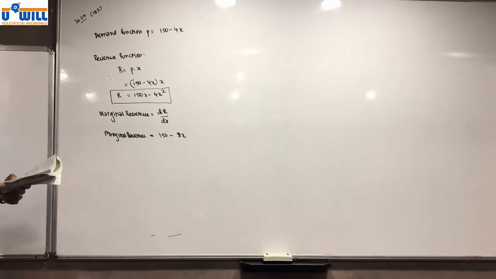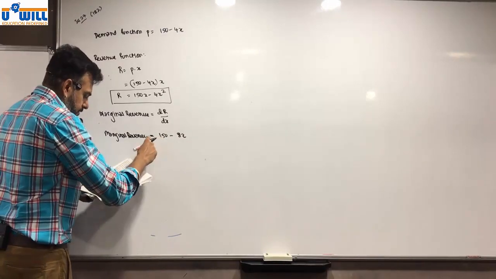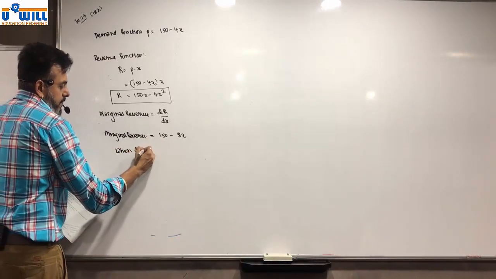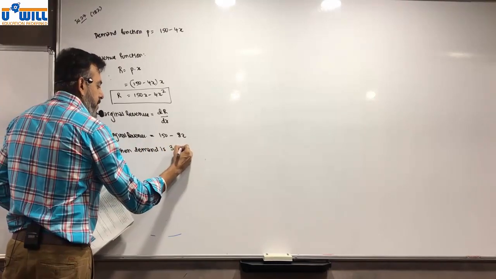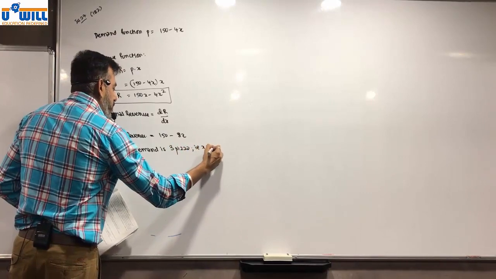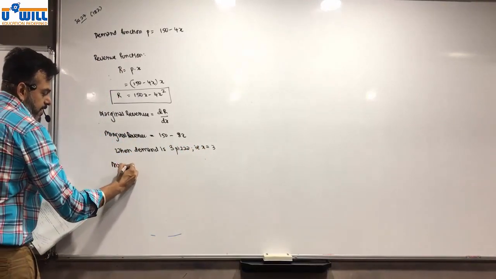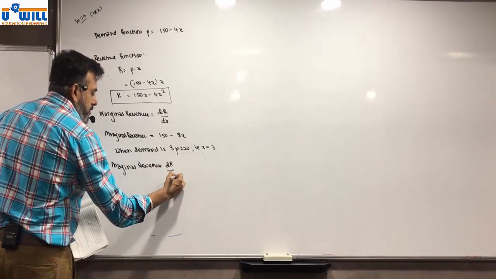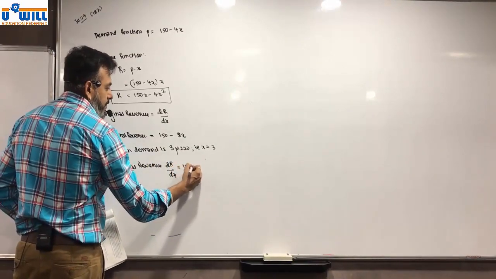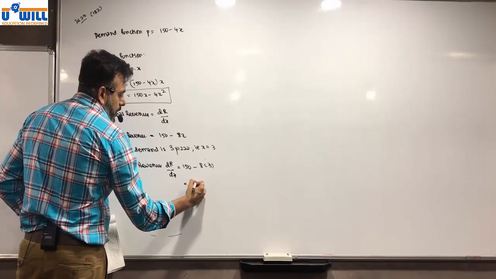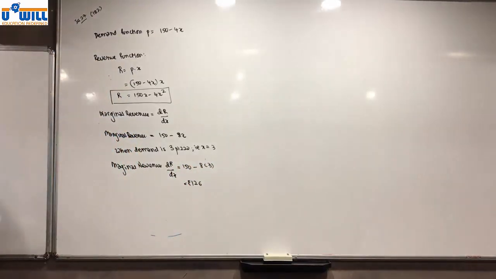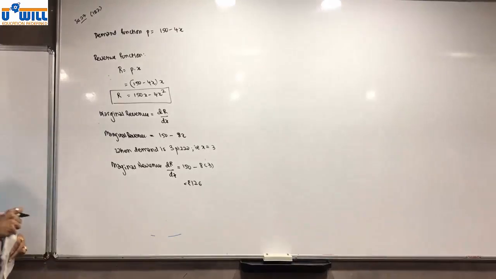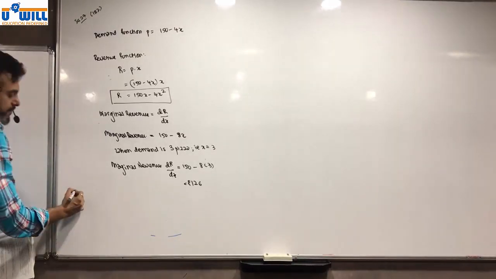Now, we have to find marginal revenue when demand is of 3 pizza. So, when demand is 3 pizza, that is X is equal to 3, marginal revenue dR by dX is equal to 150 minus 8 into 3, which is 126 rupees. 126. 3 8s are 24. 150 minus 24, 126. Now, we write the interpretation of this.